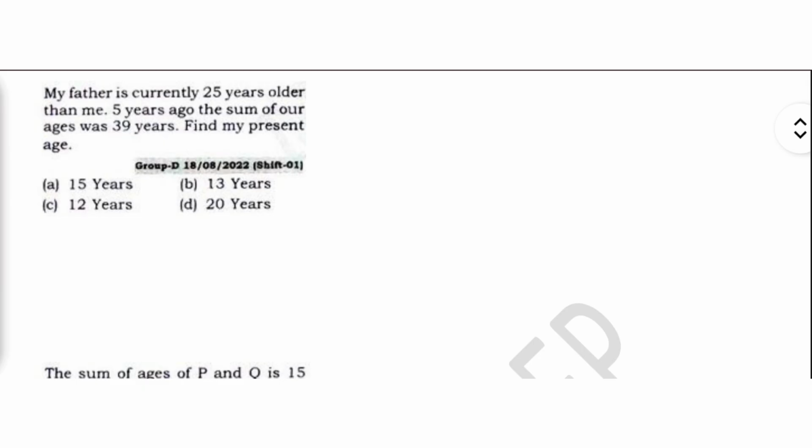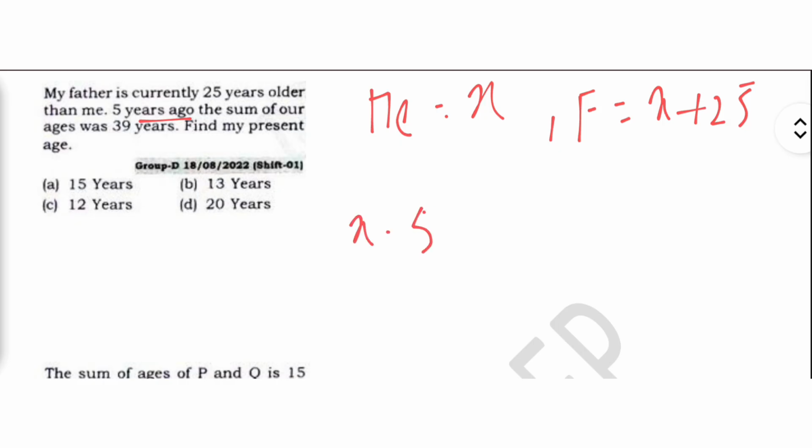My father is currently 25 years older than me. 5 years ago, the sum of our ages was 39 years. Find my present age. See, my father is currently 25 years older than me. If this is me, my age is X, and my father is 25 years older than me, means X plus 25. What are we given next? 5 years ago, the sum of our ages was 39. 5 years ago, what will be my age? It will be X minus 5. What will be my father's age 5 years ago? X plus 25 minus 5.